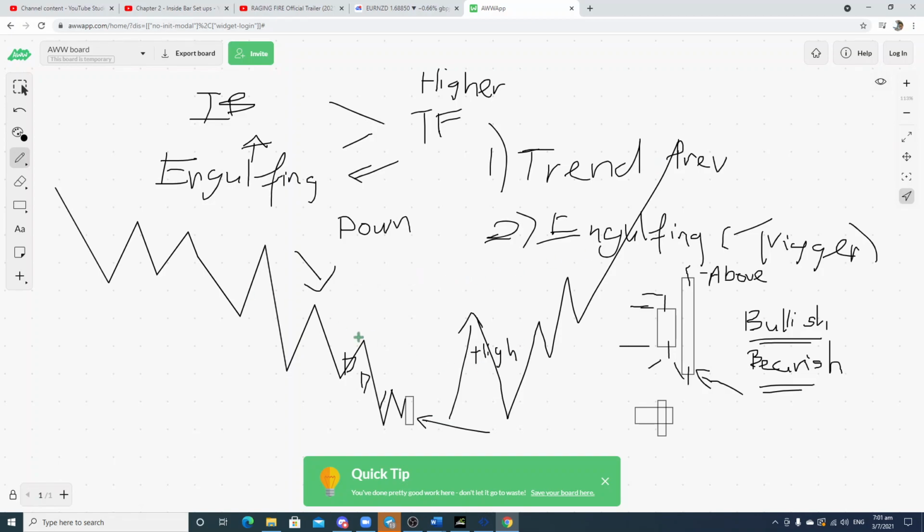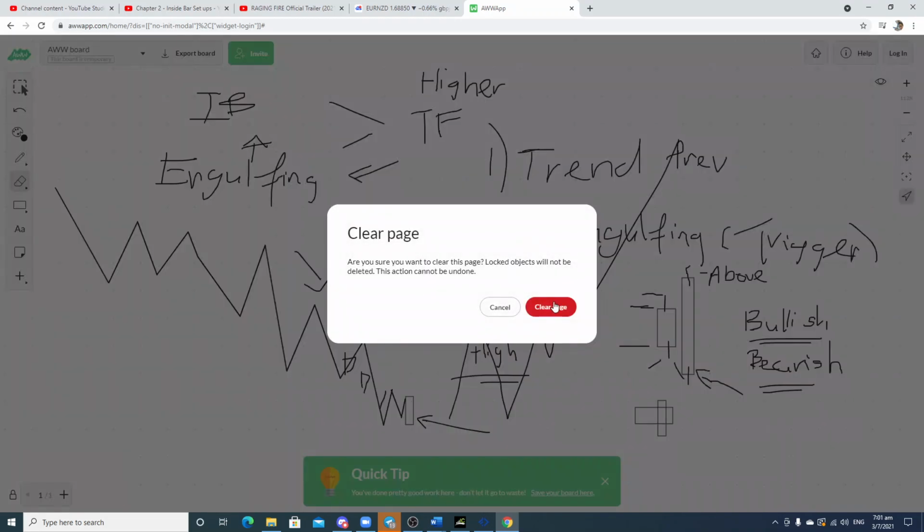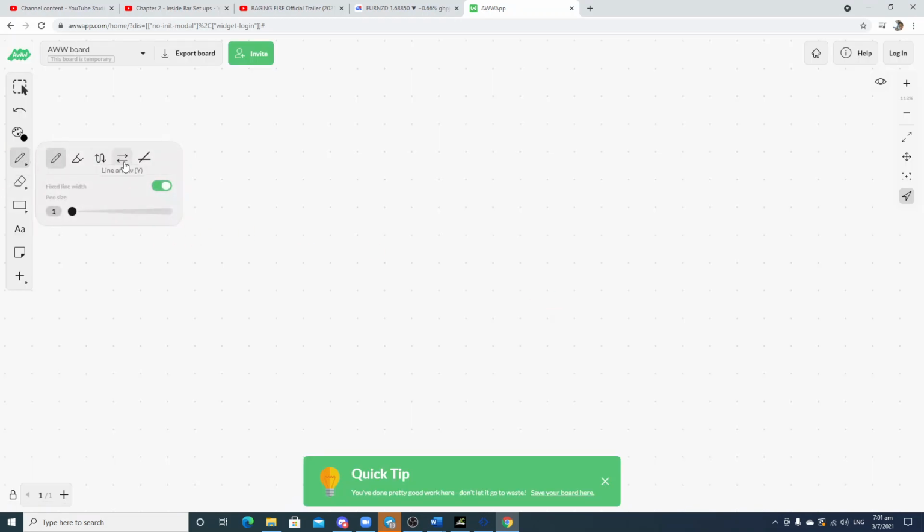If you see a bullish engulfing when the trend is down, that is a very good, high probability signal. But if you see that price is going up, in this case price high here, right?